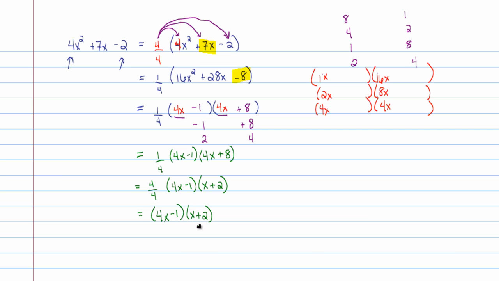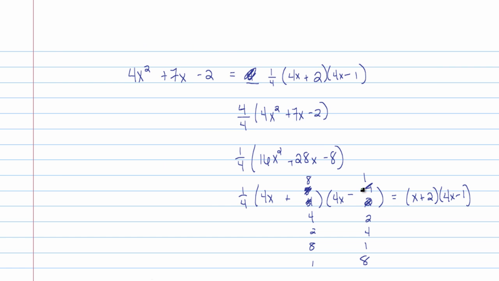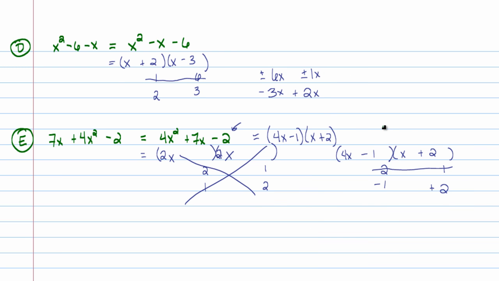And at this point, you should be saying, how did he do that? Because that is actually the correct factorization. If you look back at this example, 4x minus 1, x plus 2 is what that factored into. And one more.